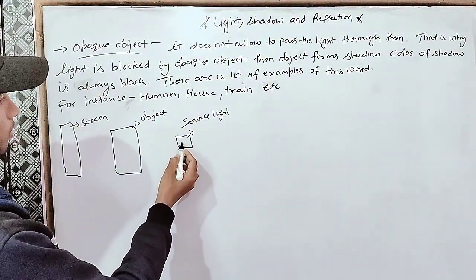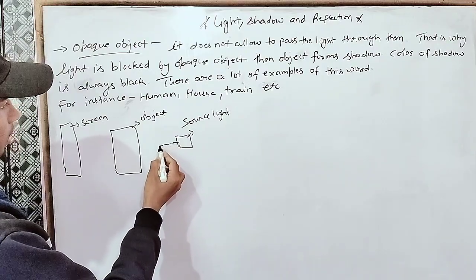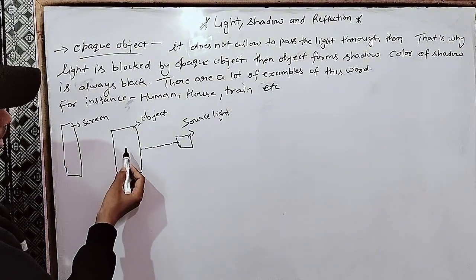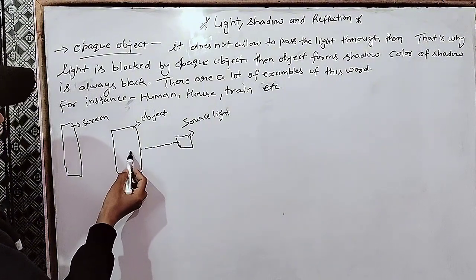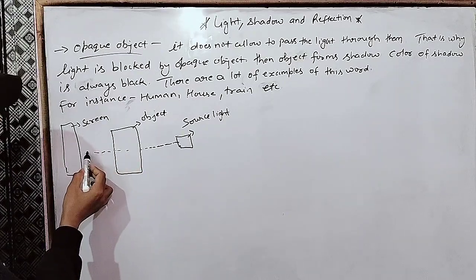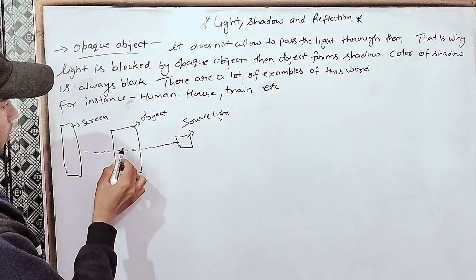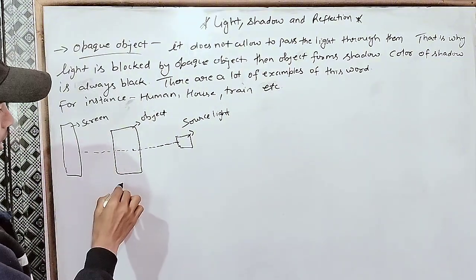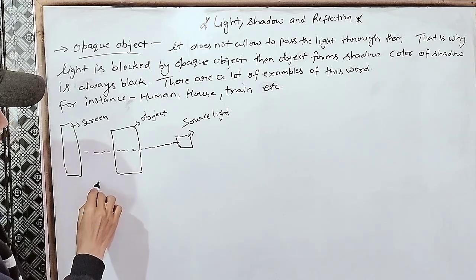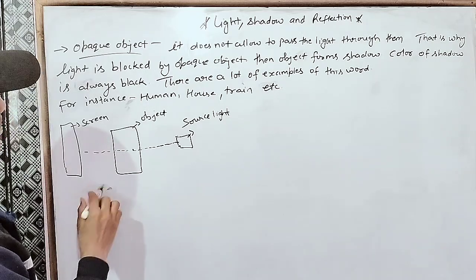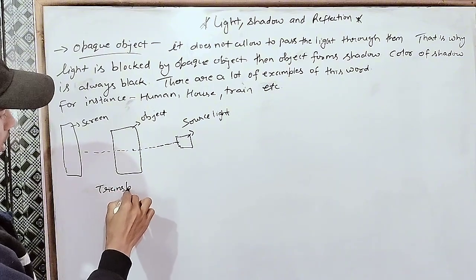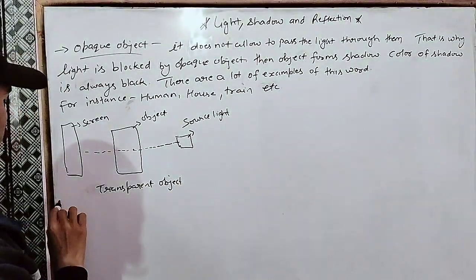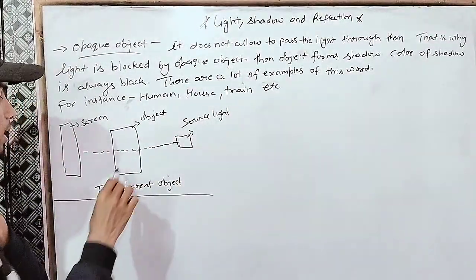This is the source light, emitting rays like this. And now this object allows the coming light from the source light to pass like this. Are you understanding? So if light is going through this object, this shows that this is a transparent object. Clear?